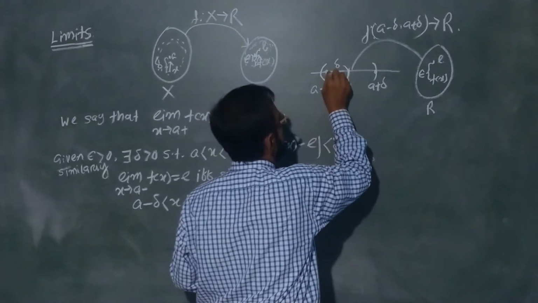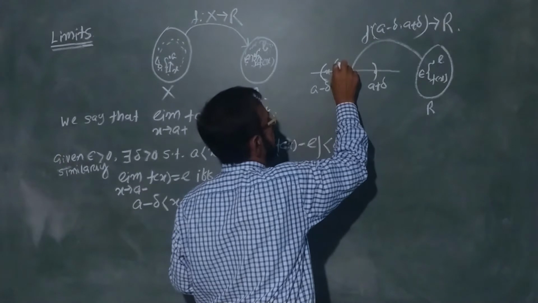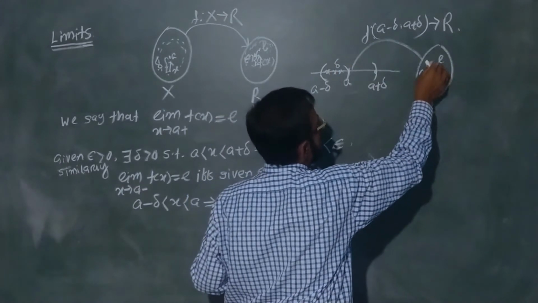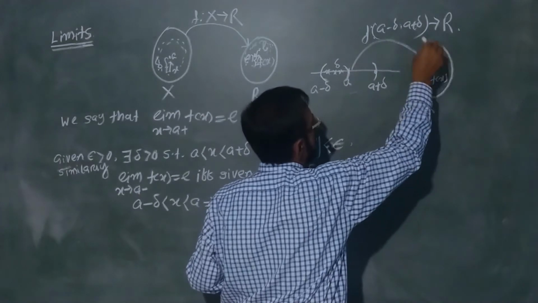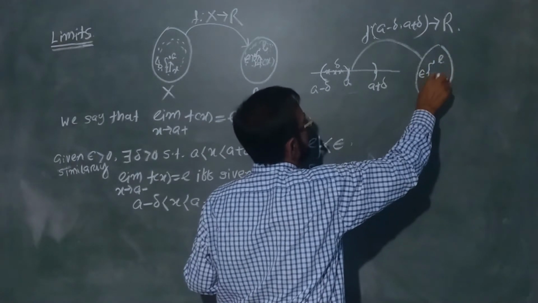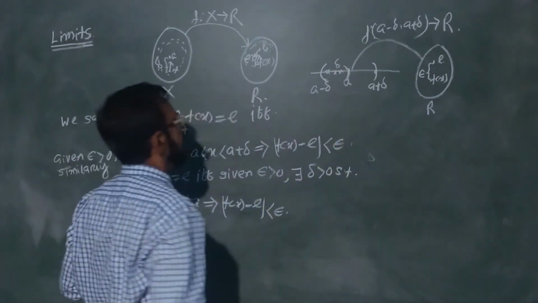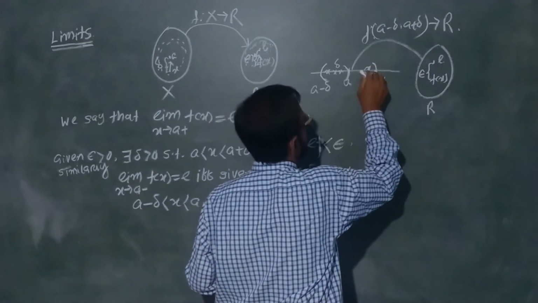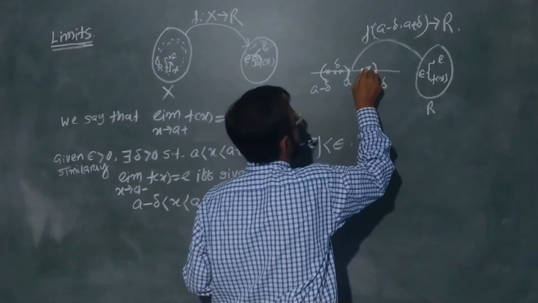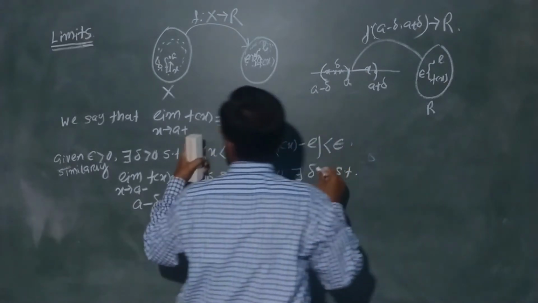Here, |x - a| less than delta implies |f(x) - L| is less than epsilon. Then we say that L is called the left hand limit of f(x) when x approaches a. Similarly, when x approaches a from the right of a, this is called the right hand side limit. We write it as limit x tends to a plus f(x) equal to L.